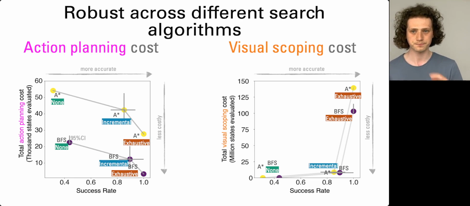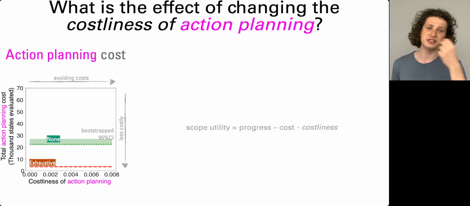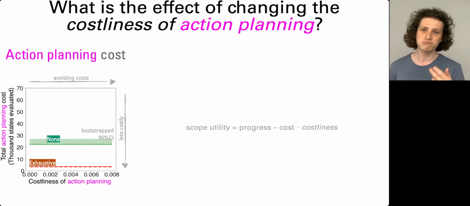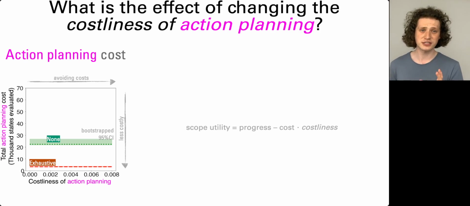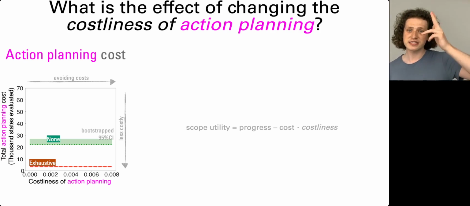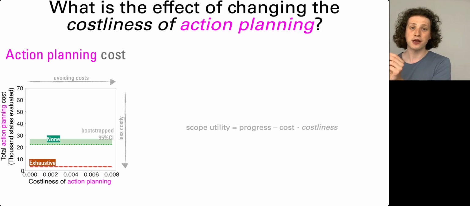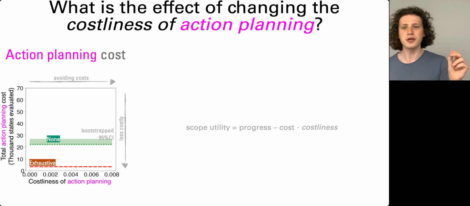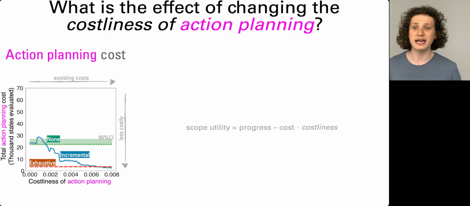As I mentioned earlier, the visual scoping planner balances how much to plan now versus later, depending on the costliness of action planning, how much you value running costs over making progress. Let's try to better understand this trade-off based on the costliness of planning. On the y-axis, you see action planning costs and states evaluated like before. On the x-axis, you see the parameter governing the costliness of action planning, where 0 means the planner only cares about making progress, and higher values mean that it really wants to avoid costs. As expected, the costlier action planning is, the lower the total cost of searching for actions given a subgoal. This means that the trade-off is working as intended.